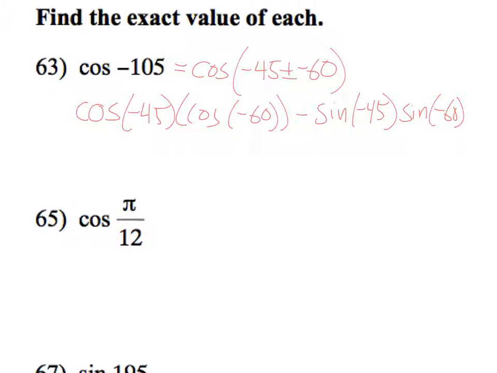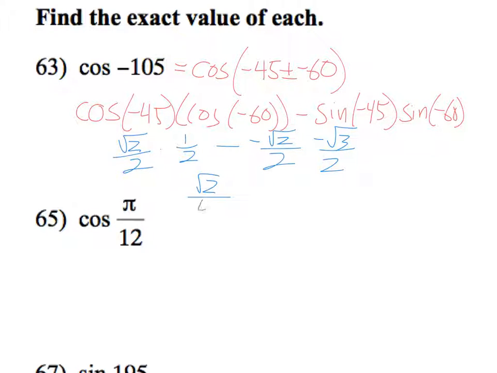Okay. Cosine negative 45 is root 2 over 2. Cosine of negative 60 is a half. Minus sine of negative 45 is negative root 2 over 2. Sine of negative 60 is negative root 3 over 2. So we get root 2 over 4 minus negative times negative is positive, root 6 over 4. We get root 2 minus root 6 all over 4.